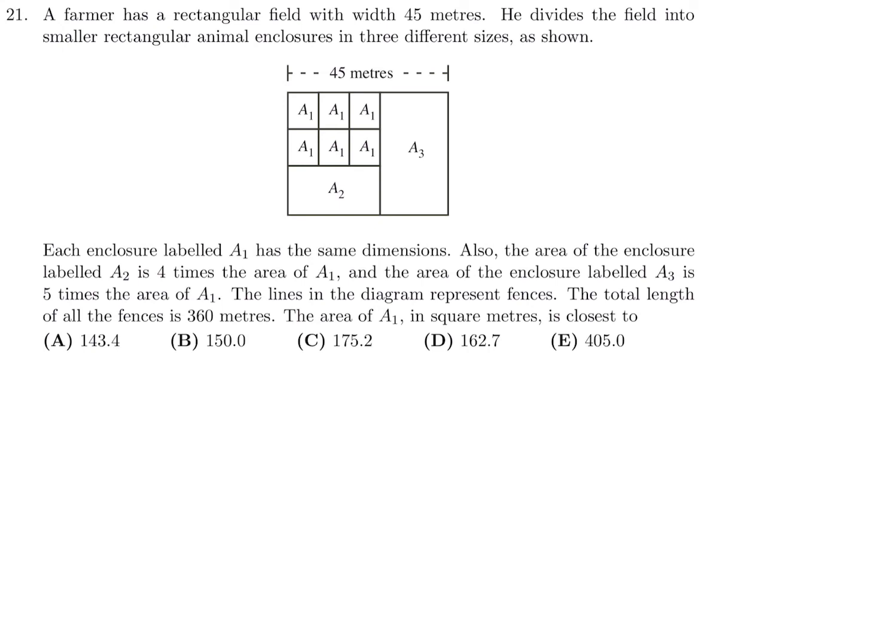Also, the area of the enclosure labeled A2 is 4 times the area of A1, and the area of enclosure labeled A3 is 5 times the area of A1. The lines in the diagram represent fences. The total length of all the fences is 360 meters. The area of A1 in square meters is closest to.